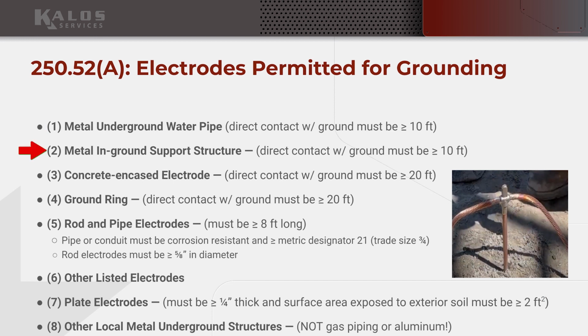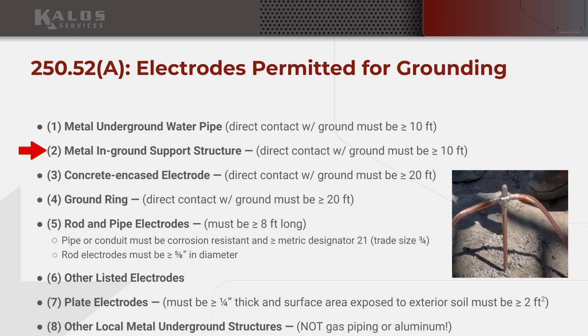Metal in-ground support structure. This just means structural steel. It says direct contact with ground must be greater than 10 feet. So if you have a structure that's a steel building, you still have to bond it.